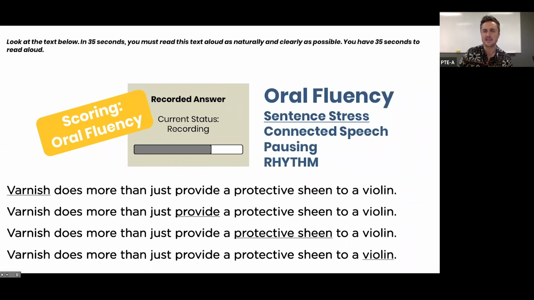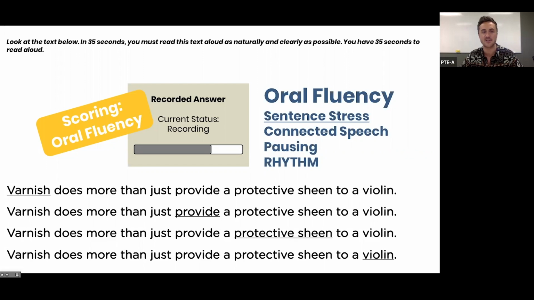So fluency is not just the tempo at which you speak. A lot of people think that fluency just means you speak quickly, but it's not that. Fluency encompasses sentence stress, connected speech, pausing, overall rhythm of your speech, as well as hesitations, if you're hesitating too much, as well as the use of fillers, which is also a part of hesitating too much.